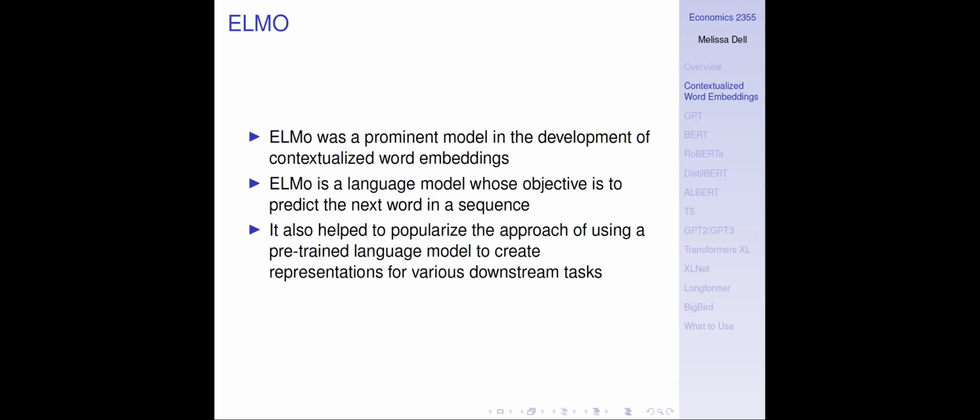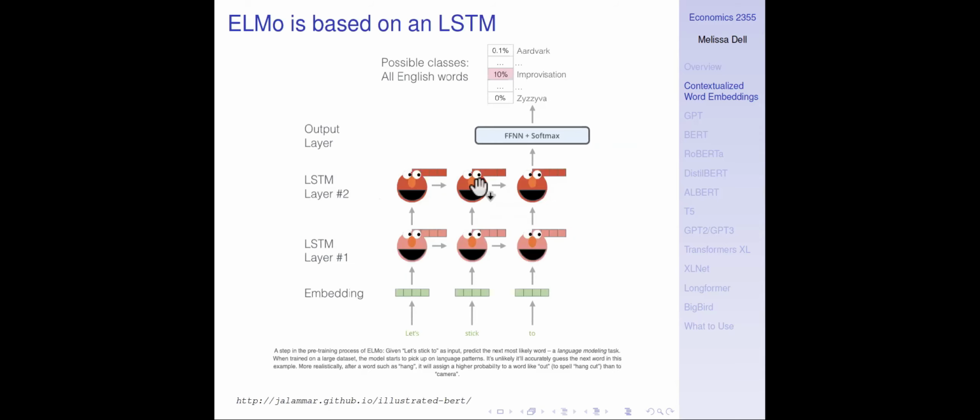The objective in ELMo, like in other traditional language models, is to predict the next word in a sequence. And ELMo helped to popularize what's been a very dominant approach, which is that you use a pre-trained language model to create representations that you then use on different downstream tasks. So you don't care about predicting the next word in a sequence, but the representations that you can get from a language model, which can be trained on massive amounts of unlabeled data, can then in turn be used directly or fine-tuned with a small labeled data set for whatever downstream task you actually care about.